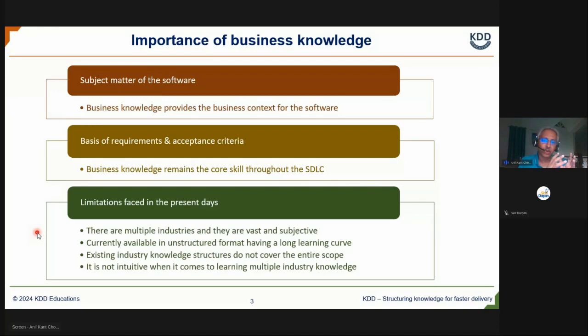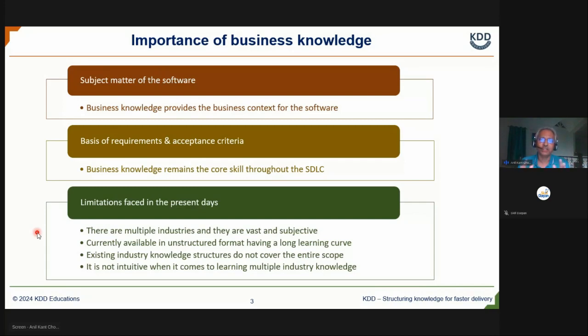And any requirement which a customer gives, or any test criteria which customer uses for accepting those systems, those are all based on the functionality. So if we don't understand the business context, many times we lose the purpose for which the software is being done. But the challenge which we are facing today is that, first, I mean, there are plenty of information.